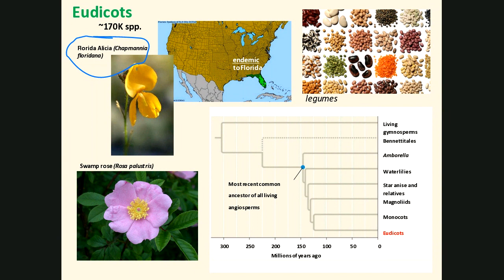What does it mean when something's endemic, by the way? When we say that Florida Alicia is endemic to Florida, what does that mean? There you go. Only found there. Yep, it's only found there. Now, the word endemic has a qualifier to it. It can be endemic to Florida. It can be endemic to the United States. There are some species that are endemic to a particular small area, but that's what that means. Endemic organisms are organisms that are only found in that one area.